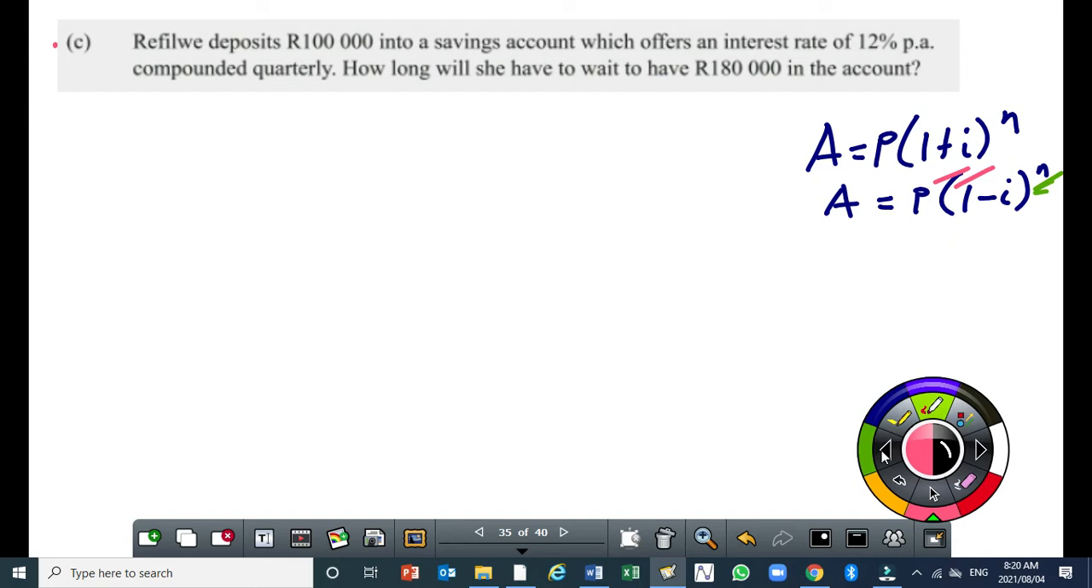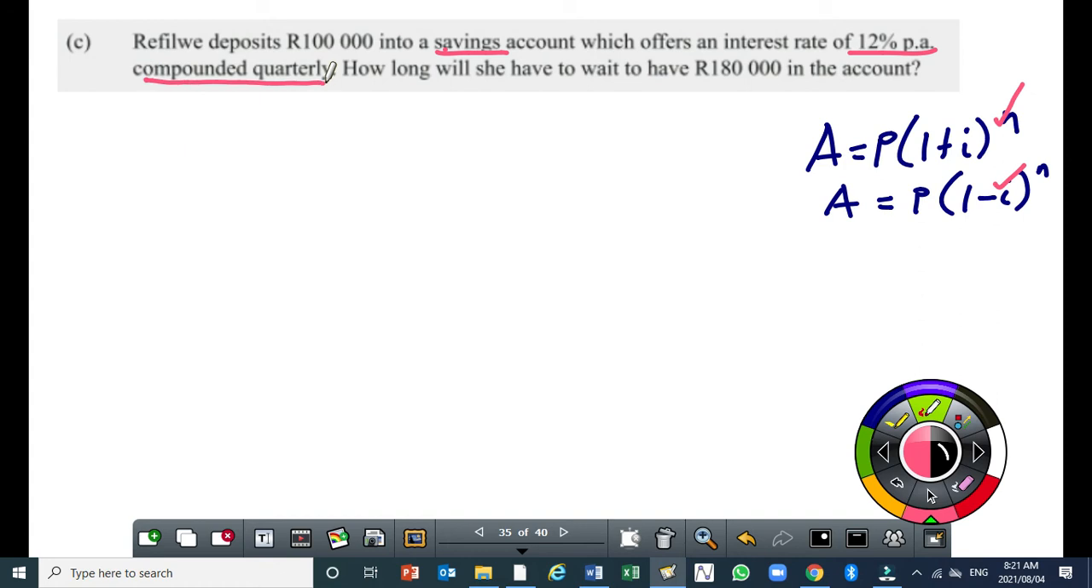So I was saying, this formula here is called the reducing balance formula, and this one is the appreciation. For this, the question says, the filler deposits 100,000 into a savings account. Because of this word savings, you are most likely to use the first formula, the appreciation one, whereby the accumulated amount will be greater than the principal amount. The interest rate is 12% per annum compounded quarterly.